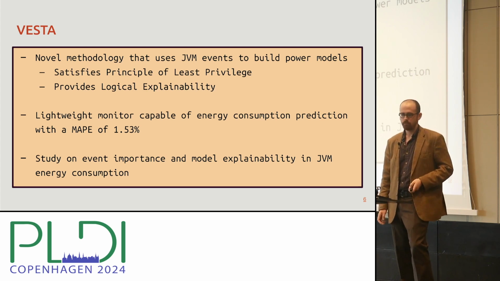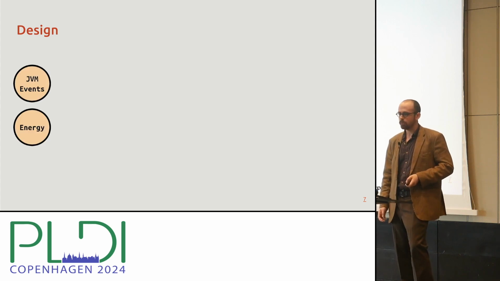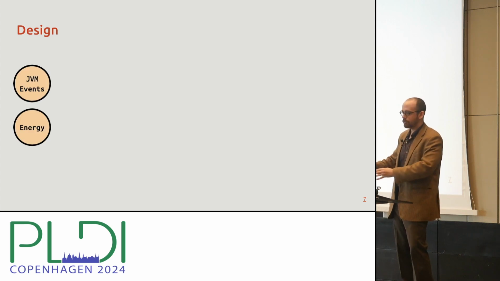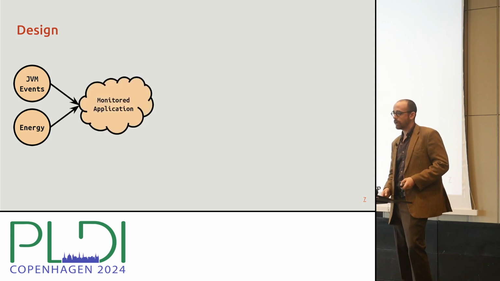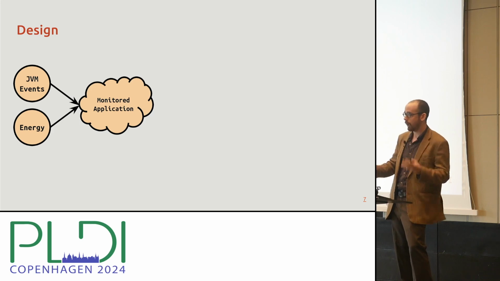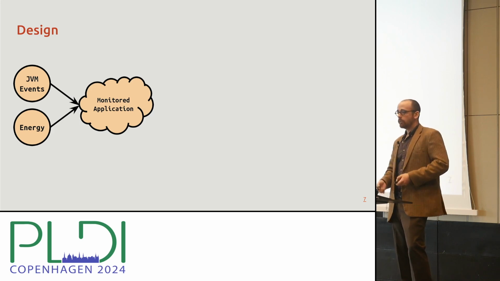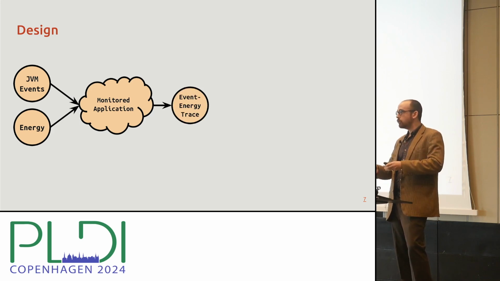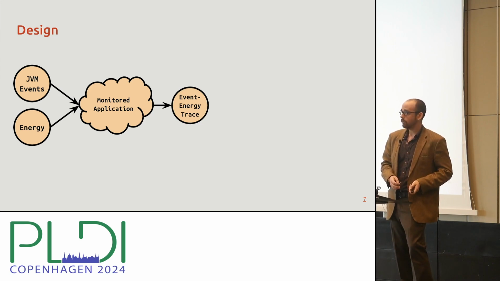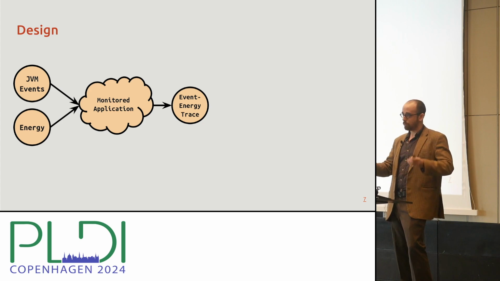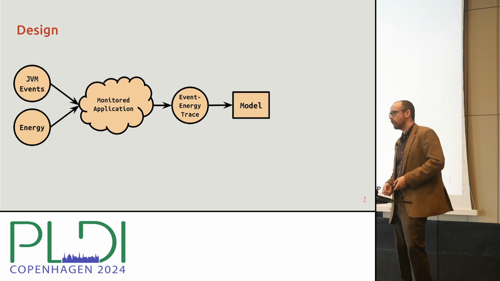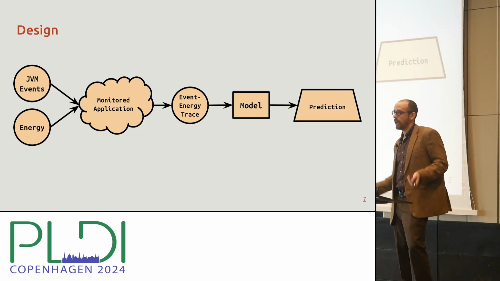events. Okay. So in terms of the design of VESTA, it's pretty simple and hopefully decently intuitive here. Basically what we're doing is we have these JVM events, we have some energy, right? We have an application that we're looking at and monitoring. From that, we then create a trace using that event and energy data, right? So bucketing together all this information, building a model out of it, and then ideally having some nice accurate predictions.